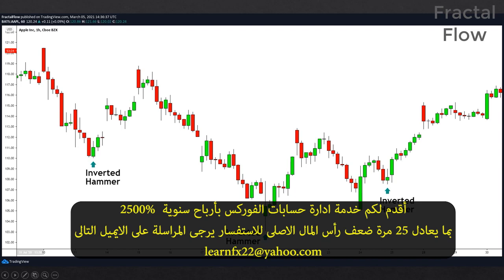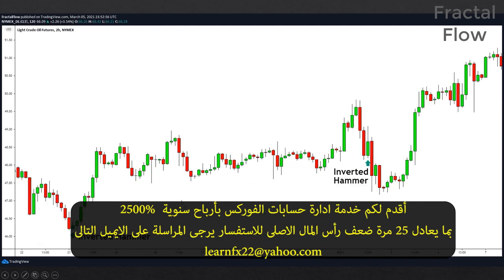In the second chart, we have the 2-hour crude oil. On the left, we have a textbook inverted hammer that led to a bullish reversal, and on the right, we have another inverted hammer that failed completely. Candlestick patterns like this can fail for no apparent reason, even though they fit the theoretical definition. This is why it's important to combine candlestick patterns with other techniques to achieve the best results.